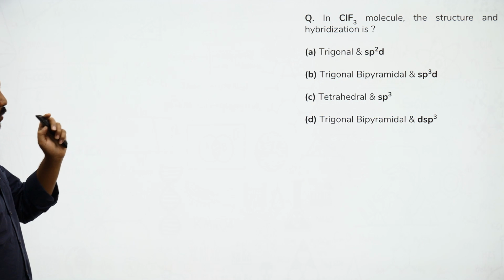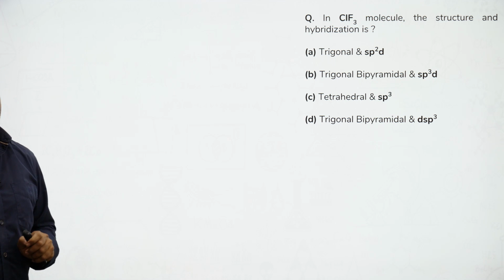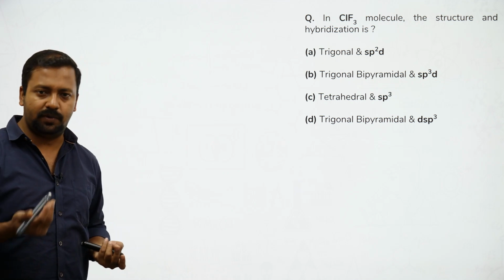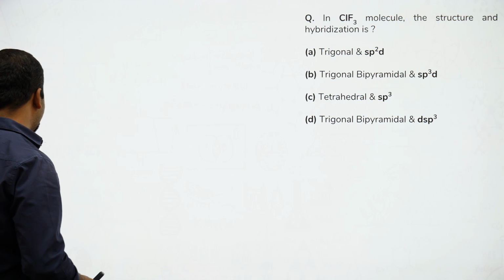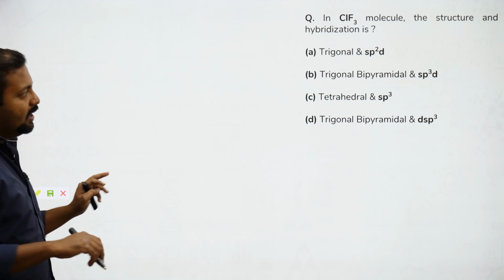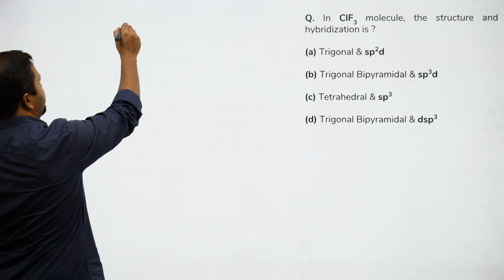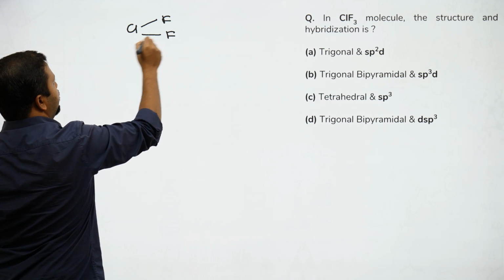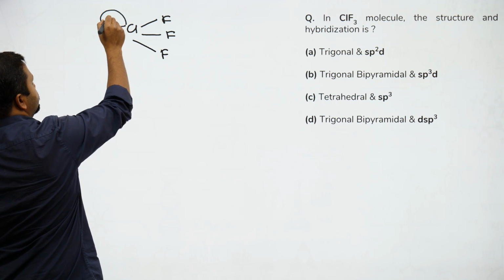Okay, so the first question is, in ClF3 molecule, the structure and hybridization is. In ClF3 molecule, the structure and hybridization, ये सारे लोगों को मालूम है. ये बहुत कॉमन क्वेश्चन है और बहुत लोगों ने इसको बहुत तरीके से सॉल्व करने का मेथड सीखा है. हम लोग बहुत ईजी तरीका सीखेंगे. And the method is that I can write ClF3 like this, ClF, and we can write 2 lone pairs.